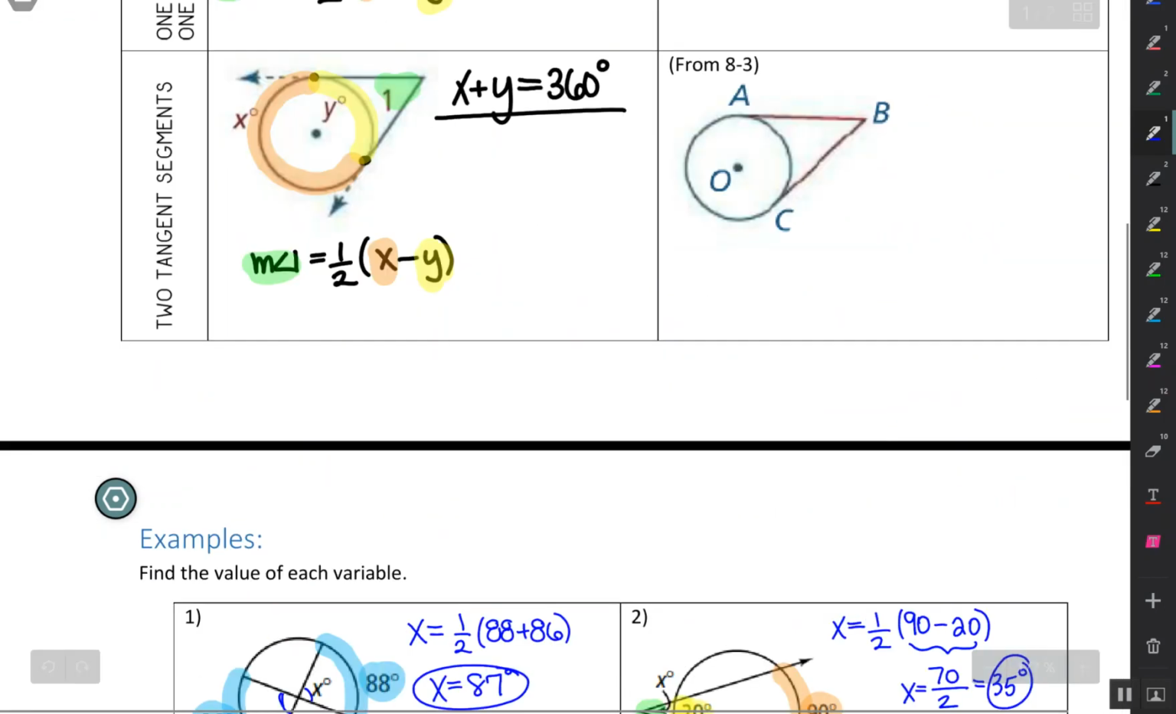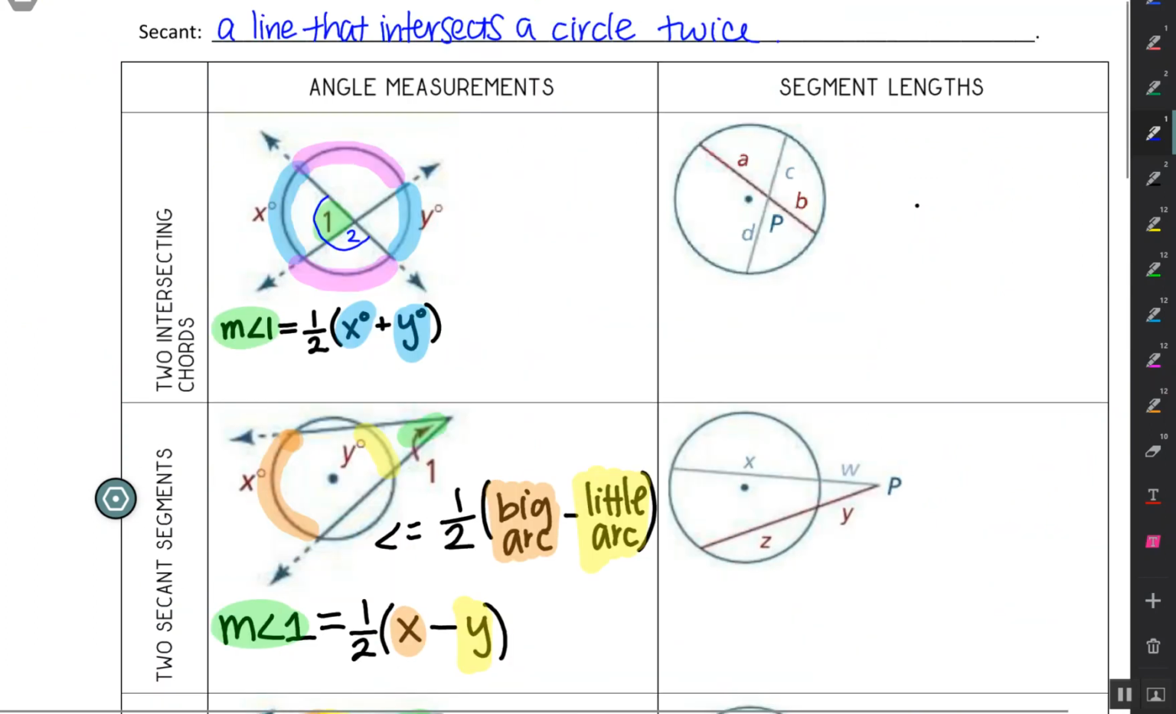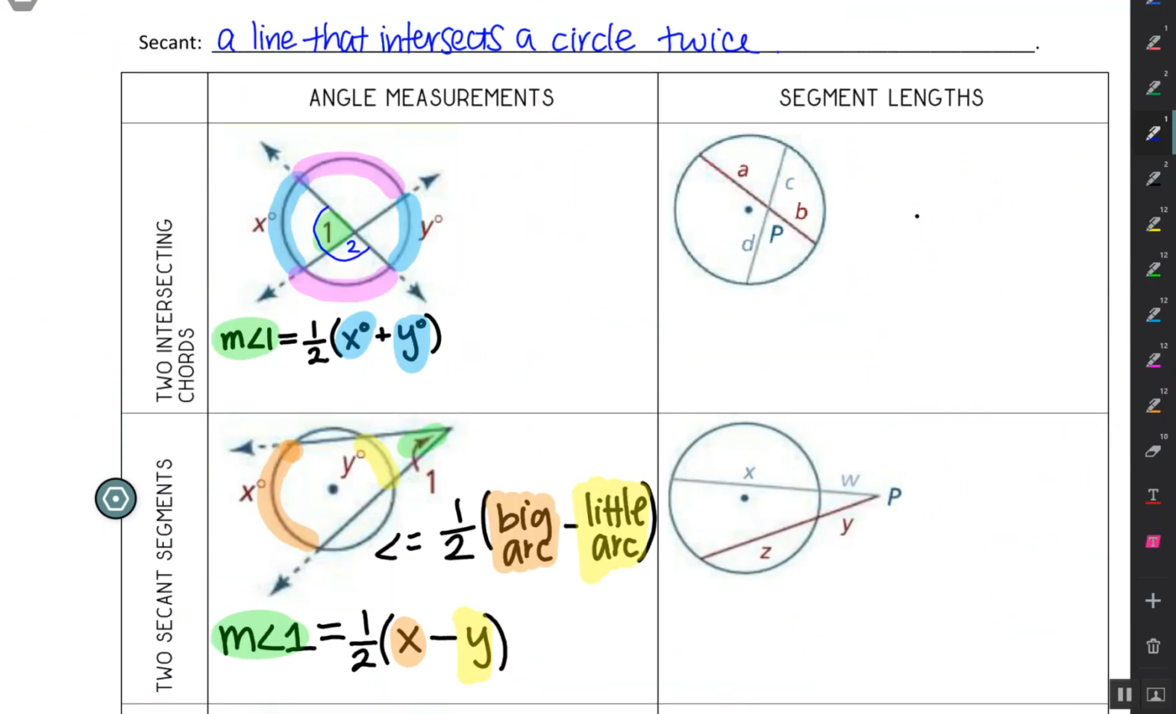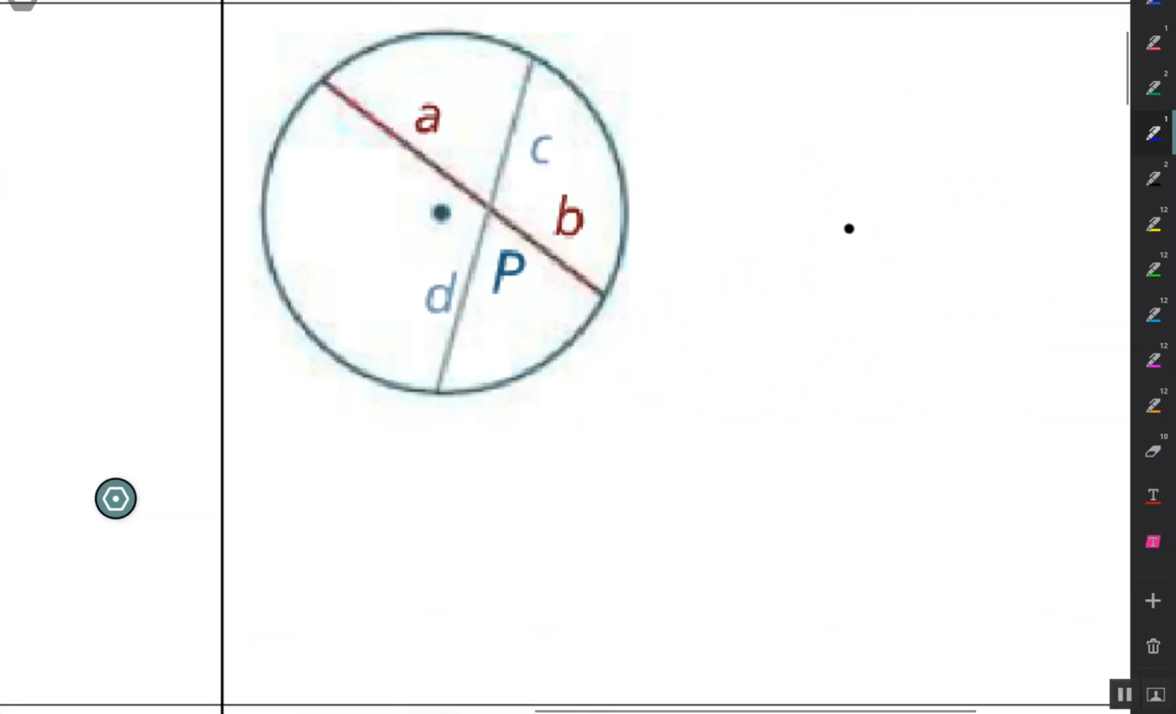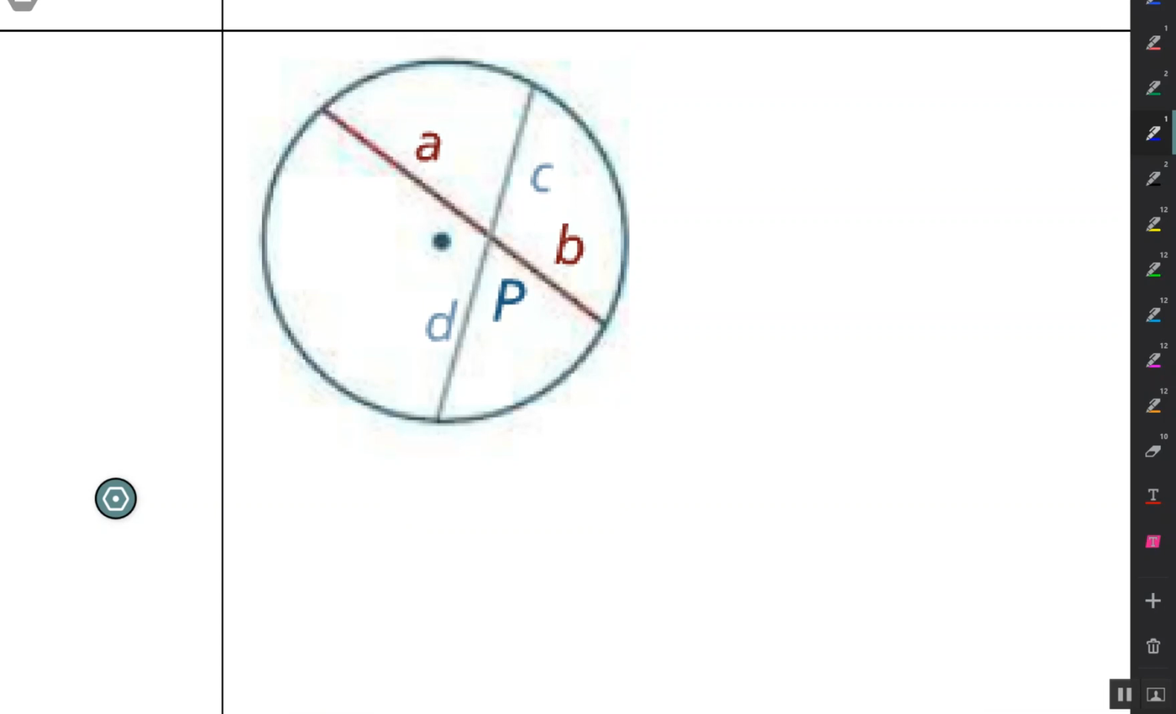Let's talk about segment lengths. So we're not talking in degrees, no 360s, no 180s. These are not angles, these are segment lengths, so different. Okay, so here we have two chords, which are like parts of secants, and they intersect in a circle somewhere, not necessarily at the center.